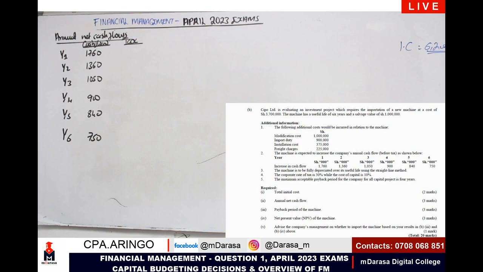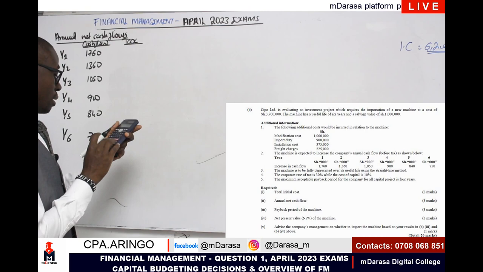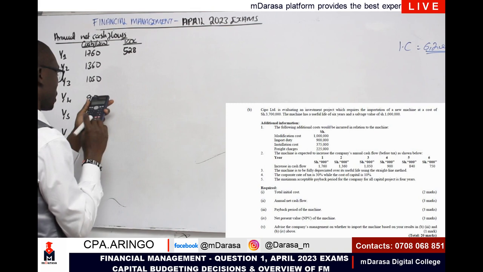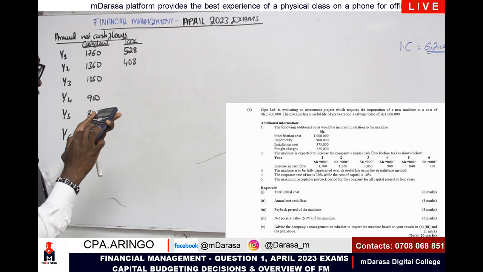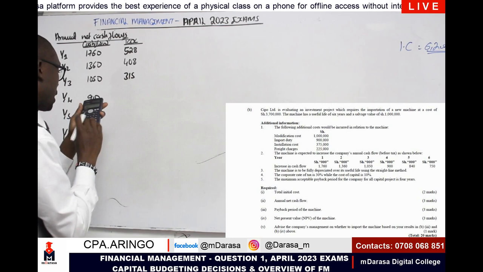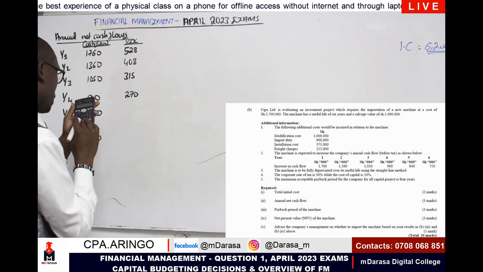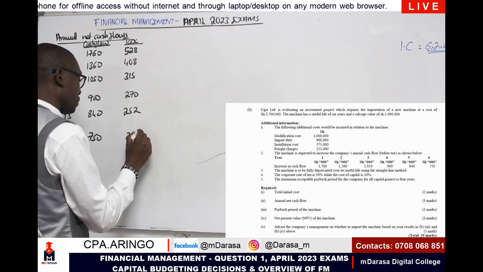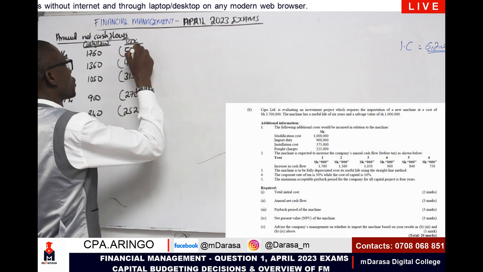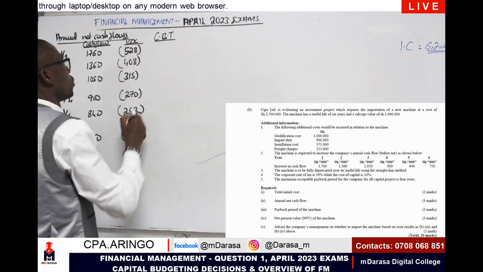So what should we be having here? I should be talking of 1760 by 30%, which should give us 528. 1360 by 0.3, which should give us 408. I'm having 1050 here by 0.3, which should give us how much? 315. We're having 900 here by 0.3, which should give us 270. I'm having 840 here by 0.3, which should give us 252. And lastly 750 here by 0.3, which should give us 225. So these are our taxes, right?